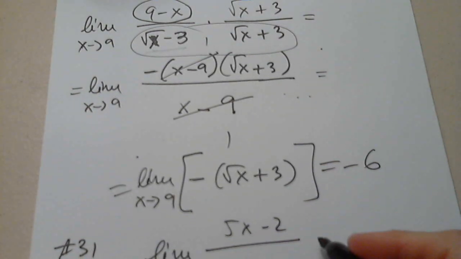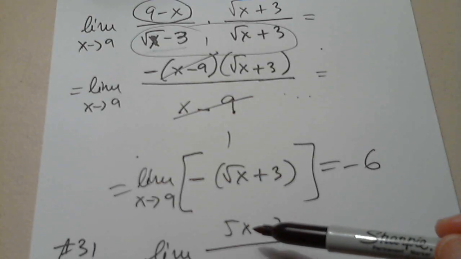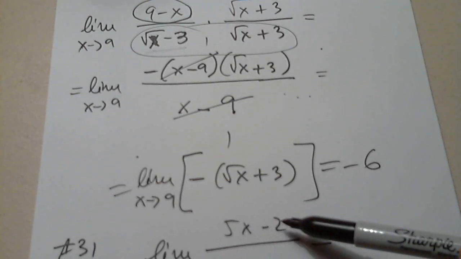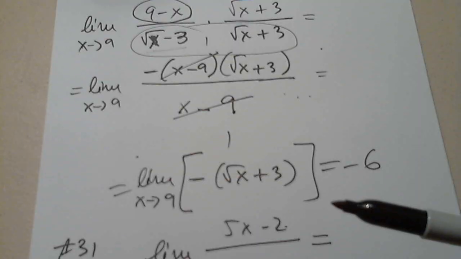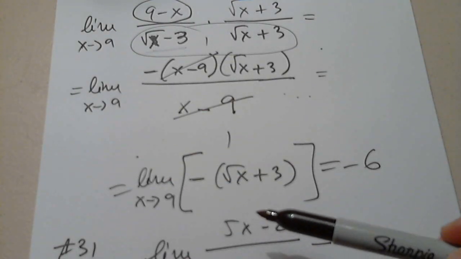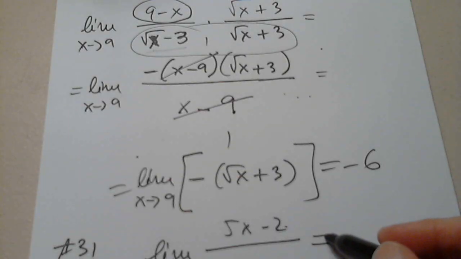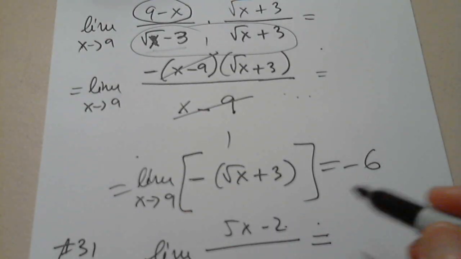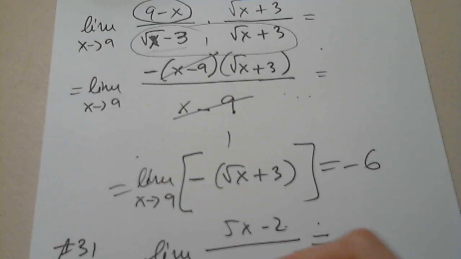Again, I have to plug it in. I need to see what's happening here. Now, when I plug it in, I have 5 times infinity minus 2. Imagine infinity is a million: 5 times a million minus 2. What will you say? Where is this quantity going when x approaches infinity? What do you think?